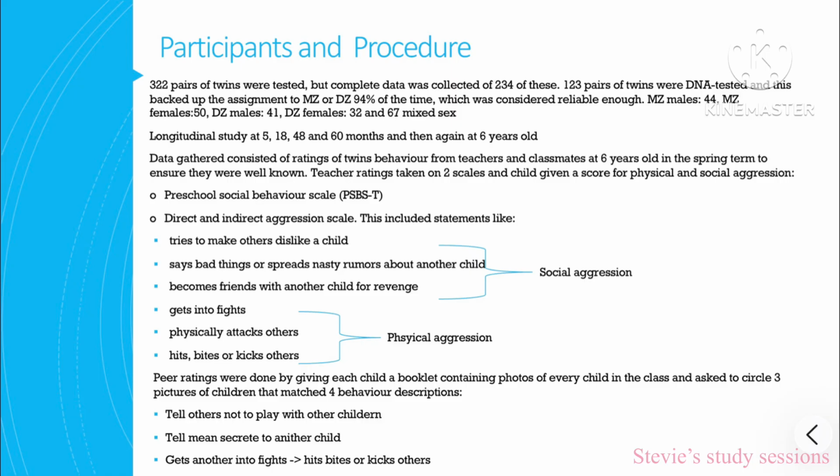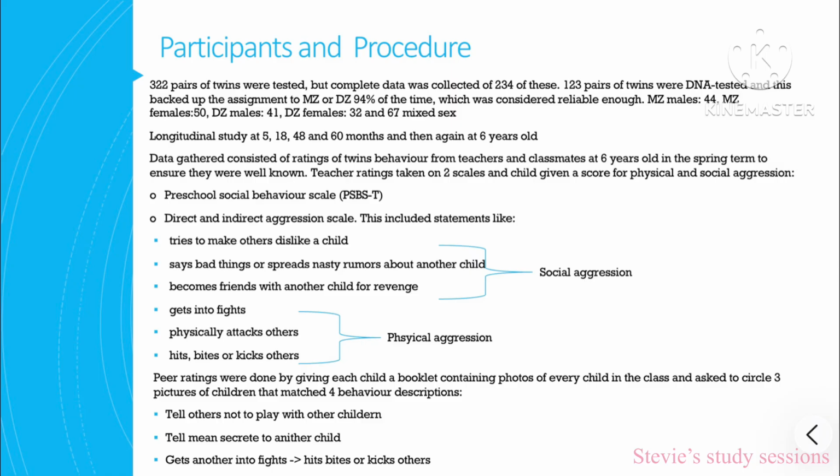It was a longitudinal study at 5 months, 18 months, 48 months, and 60 months, and then again at 6 years old. The data gathered considered the ratings of the twins' behaviours from teachers and classmates at 6 years old in the spring term to ensure that they were well known. Teachers' ratings were on 2 scales, and children gave scores based on physical and social aggression. The preschool social behaviour scale, PSBS-T, was used, and the direct and indirect aggression scale was used.